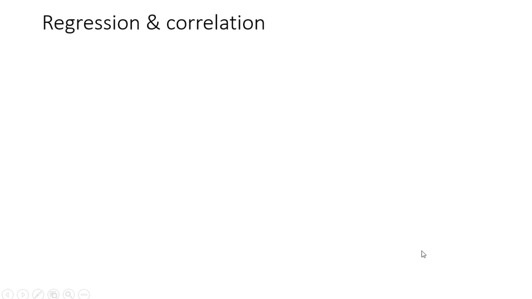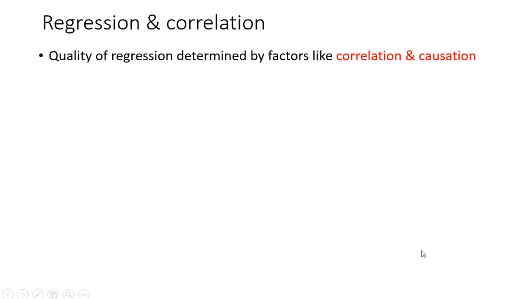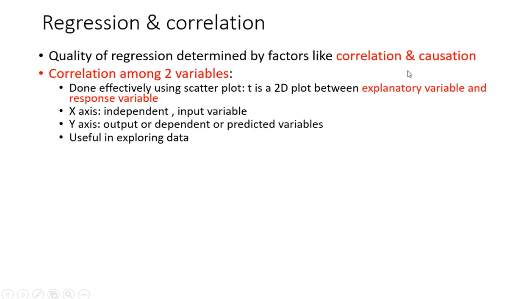Now let's understand regression and correlation. The quality of regression, how good the regression is, can be determined by two factors: correlation and causation. Correlation is basically, I'm going to find the correlation, let's say, between two variables. It can be effectively done by using the scatter plot. So what is a scatter plot? It is a two-dimensional plot between the explanatory variable and the response variable. Explanatory variable is nothing but x and response variable is nothing but y.